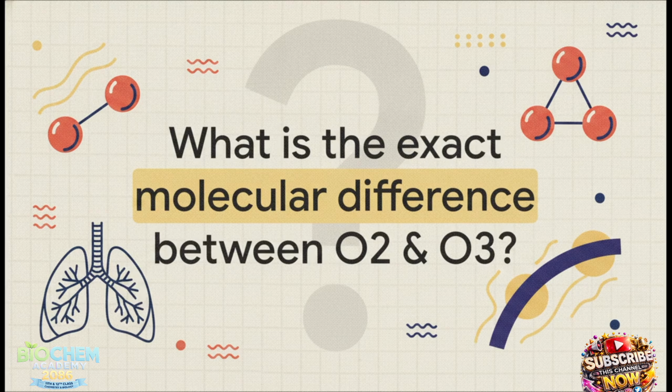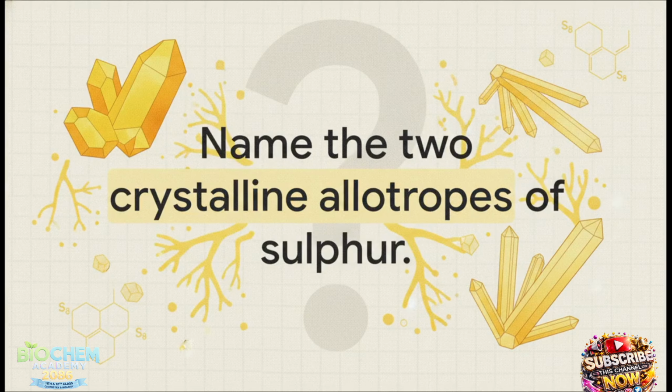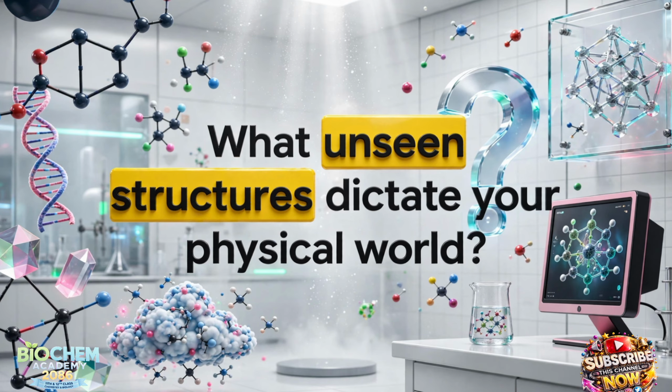Moving on, question 3. What is the exact molecular difference between O2 and O3? Simply put, it's just one single oxygen atom. But that one atom makes the difference between the diatomic O2 we breathe to stay alive and the triatomic O3 ozone layer that blocks solar UV rays. Finally, question 4. Name the 2 crystalline allotropes of sulfur. That would be rhombic and monoclinic sulfur. And as we saw, the yellow, highly stable rhombic form behaves entirely differently than the differently shaped, much less stable monoclinic form.